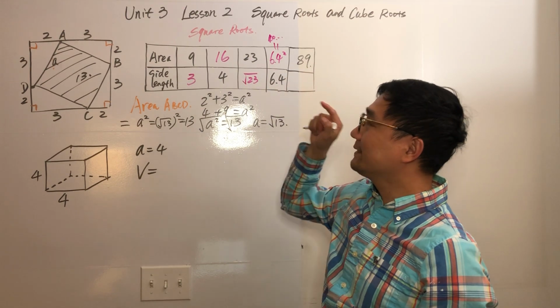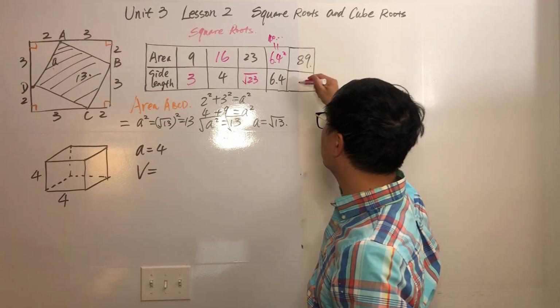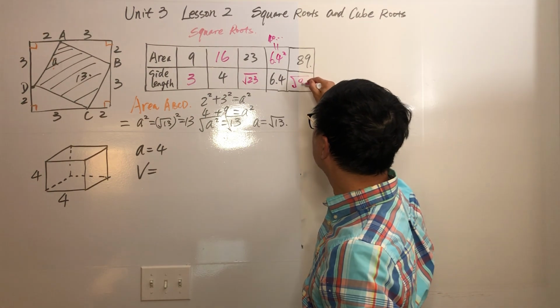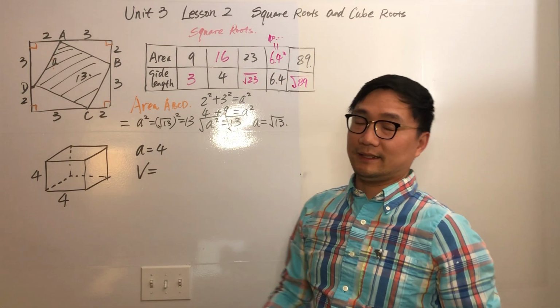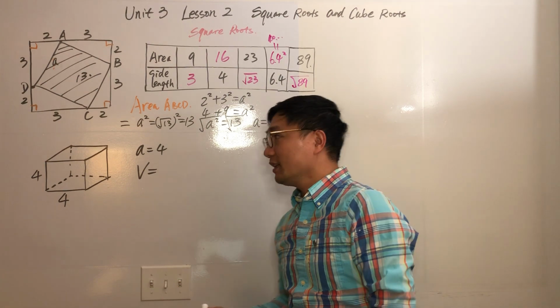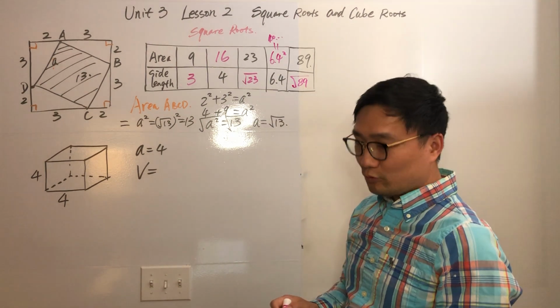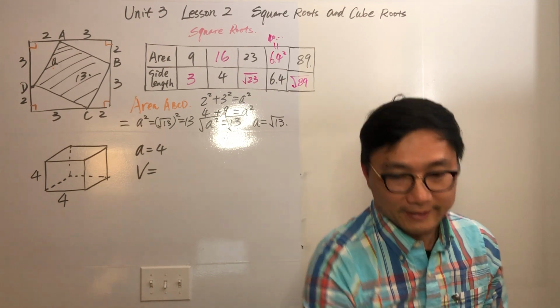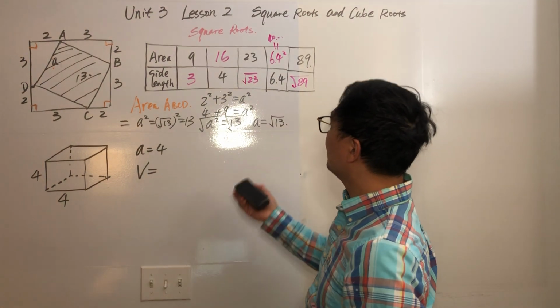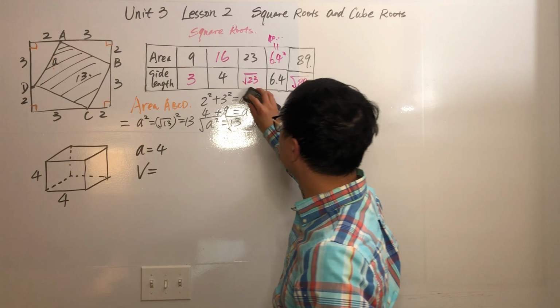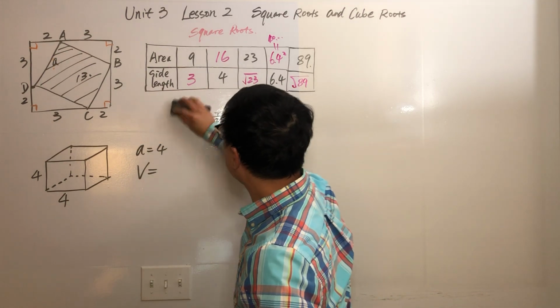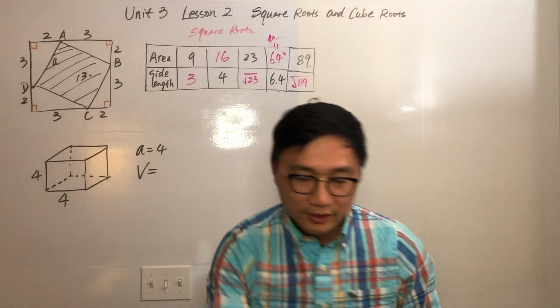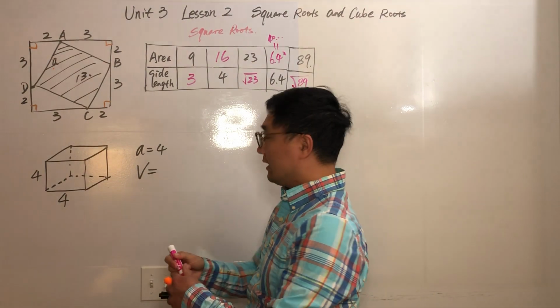what is the side length? The side length should be square root 89. Okay, that's simple, right? So now we need to understand what square root means. So now I want to erase here to explain what square root means.